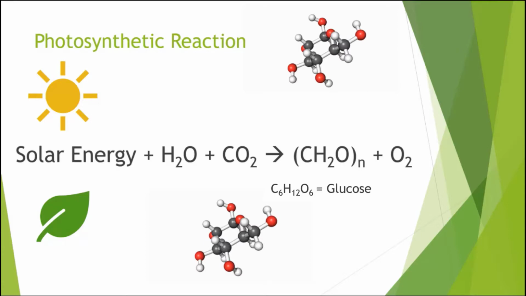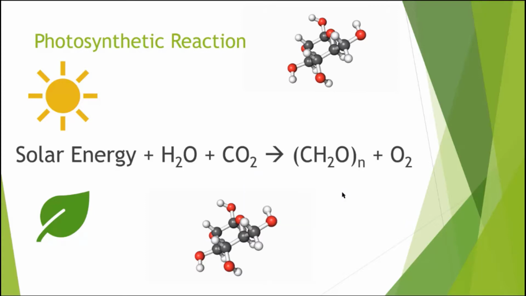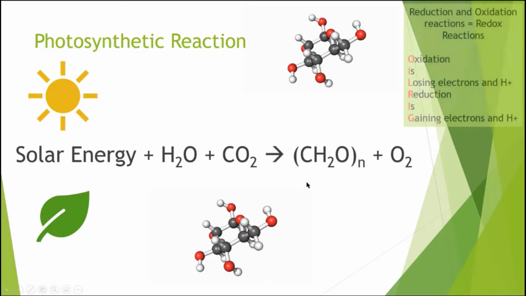The first product of photosynthesis is actually a molecule called glyceraldehyde 3-phosphate, or G3P. This molecule can be used as a starting point for basically any carbohydrate. These reactions are a series of reduction and oxidation reactions, or redox reactions. A substance is oxidized when it loses an electron or electrons, while a reduction results in the gain of electrons.